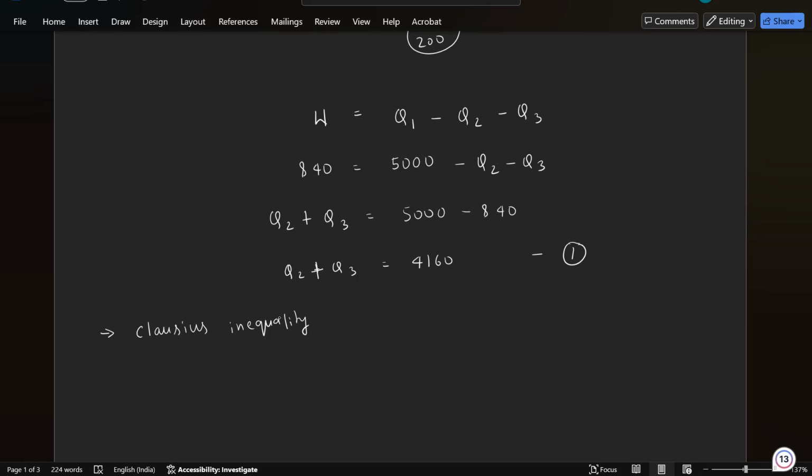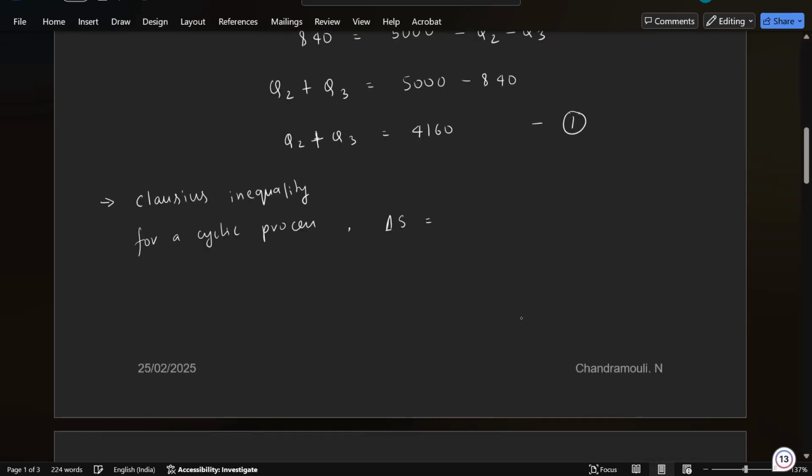For a cyclic process, what is the entropy? Okay, we can just do that as well. For a cyclic process, what is delta S? Delta S is a state function, right? So in a cyclic process, it comes back to its initial position. So what is delta S? Delta S is equal to 0 for a cyclic process.